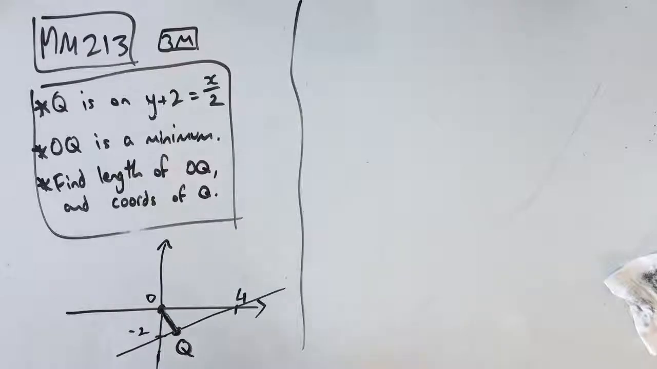So we're searching for the length of this segment here and the coordinates of this point Q here. So first things first is, if this is a minimum length, it means that it must be perpendicular to this line here, right? Because if it's anything but perpendicular, it's going to be longer than what it would be if it was just straight and perpendicular, right? So if OQ is perpendicular to this line, it means that it has the negative reciprocal gradient, right?